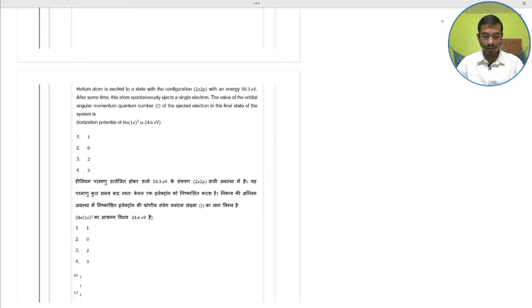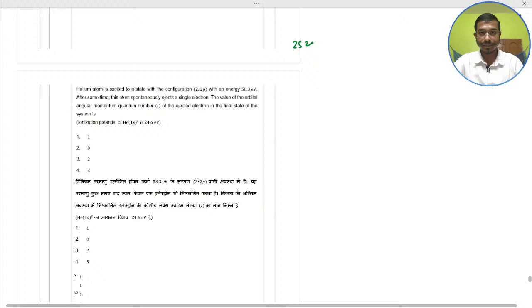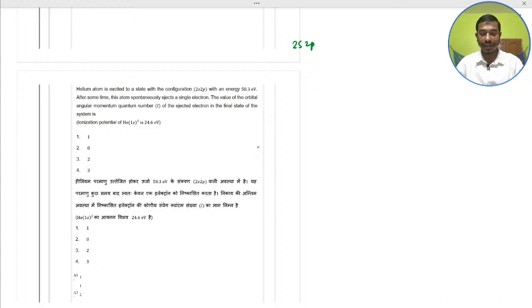Very simple question. The configuration is given as 2s2p, which means when an electron is ejected from an excited state, it is most likely to come from the p orbital rather than the s orbital. So the angular momentum of the ejected electron would be 1. Option 1 would be the correct.